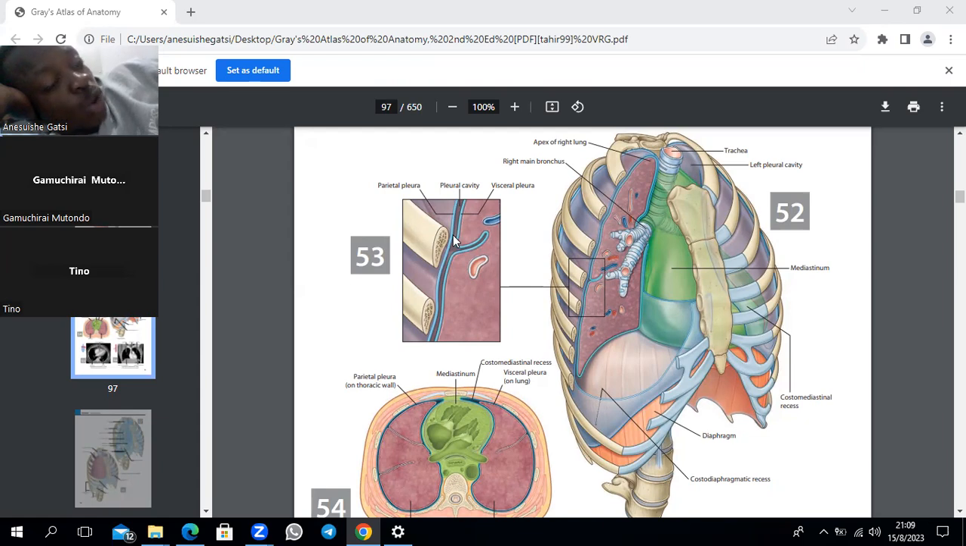So you need to be able to know the layers that you pass through when you are passing a chest drain to drain excess pleural fluid. You're starting from skin, superficial fascia, deep fascia, pectoral muscles. Then you go external intercostal, internal, innermost, you go endothoracic, you go parietal pleura. Then you are now in the pleural cavity. You don't pierce the visceral pleura, because the moment you pierce the visceral pleura, it means that you are now piercing the lung.